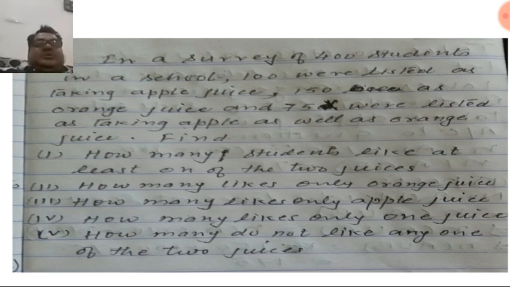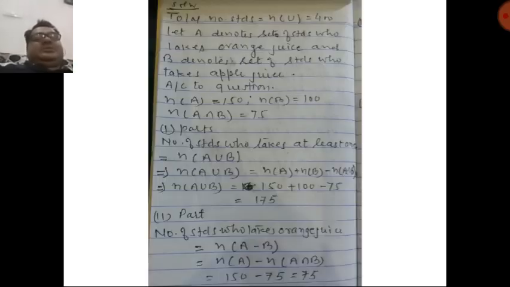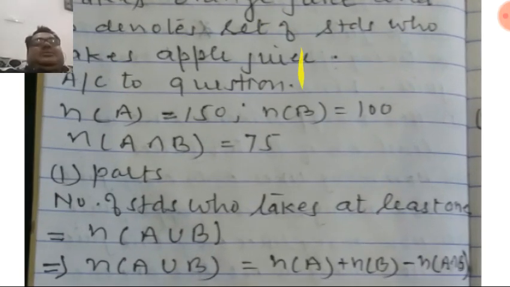In the second part you are asked to find how many students like only orange juice. In the third part you are asked to find the number of students who like only apple juice, and in the fourth part you are asked to find the number of students who like only one juice. And in the last part you are asked to find how many students there are who do not like any one of the two juices. Okay, so come to its solution part.